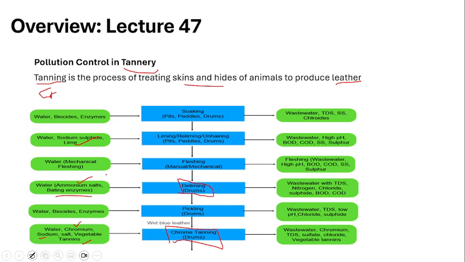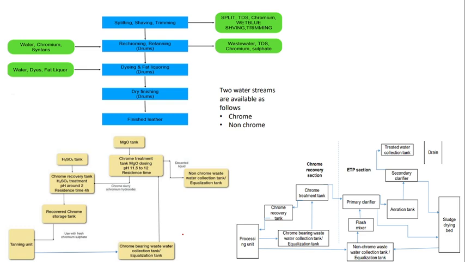So in this one, we will be having chromium, TDS, sulfate, chloride, and vegetable tannin content somewhat higher in the wastewater stream of this process. So after this chrome tanning, there are the splitting, shaving, and trimming. We are trying to bring our leather into shape, and for that we are doing all these steps. Whatever waste is produced will also again be released into the waste stream.